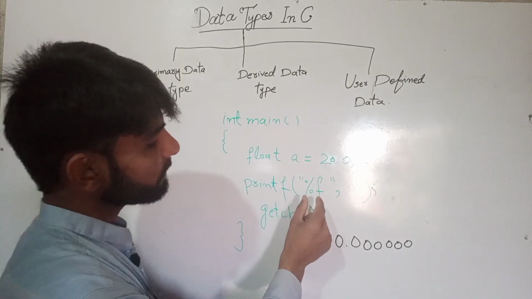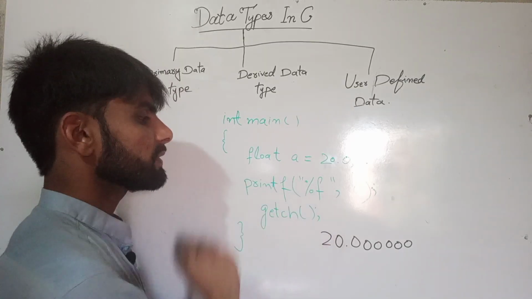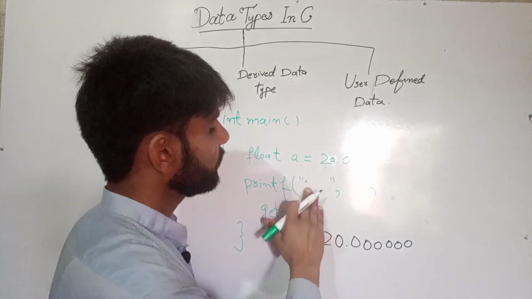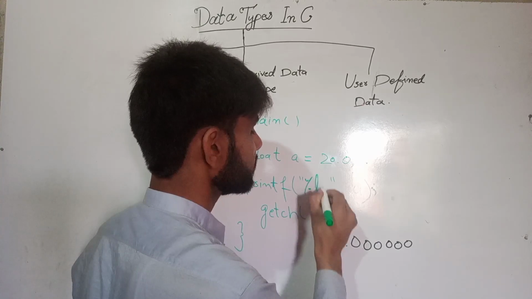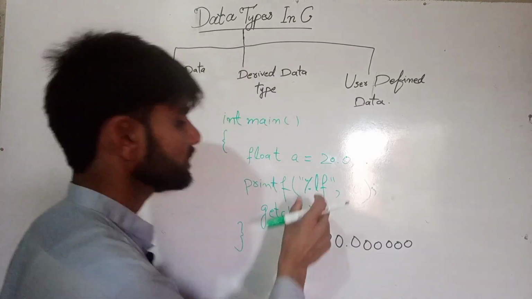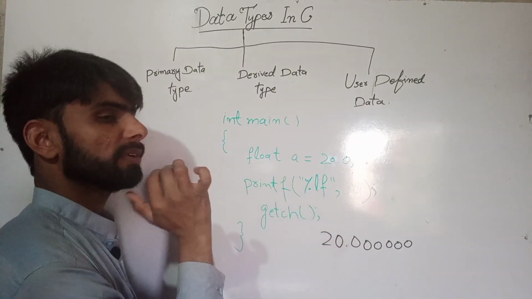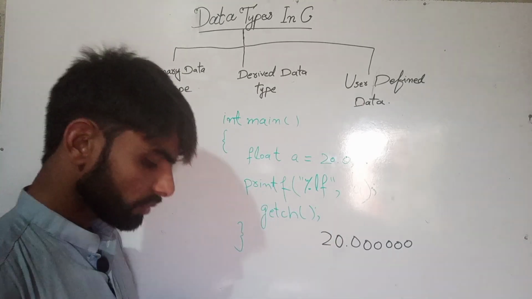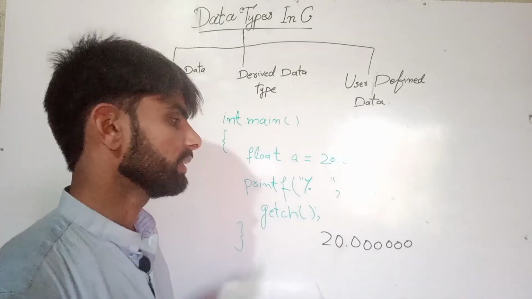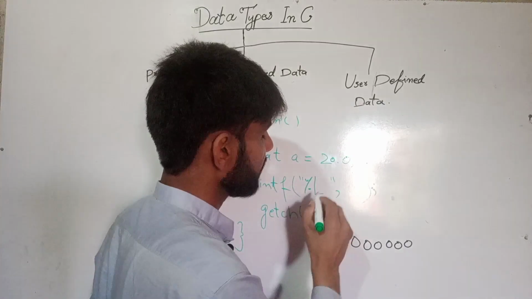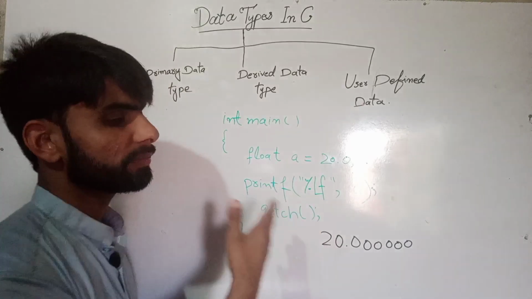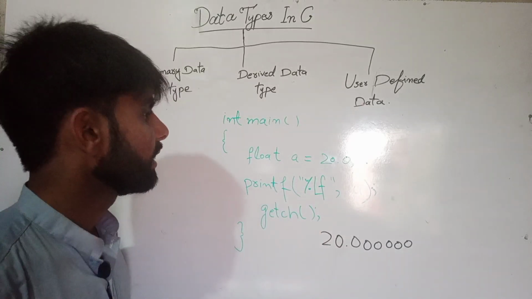The format specifier for float is %f, right? For the double data type we will use %lf. So this is the format specifier of double. And for long double it is capital L and f, %Lf. So this is the format specifier of the long double data type.